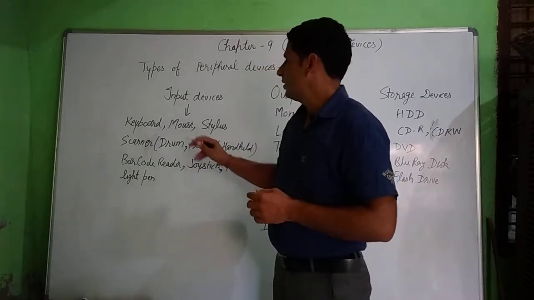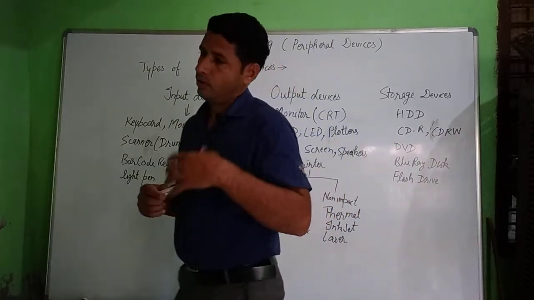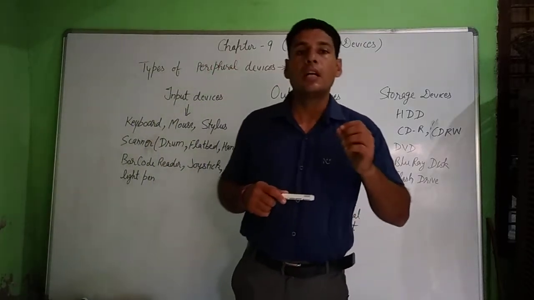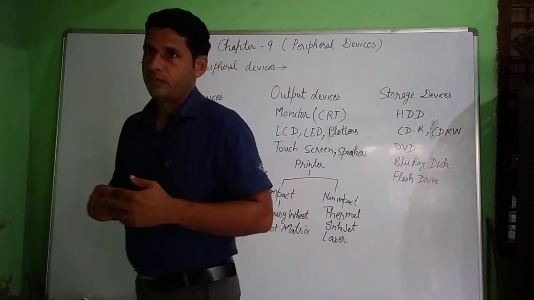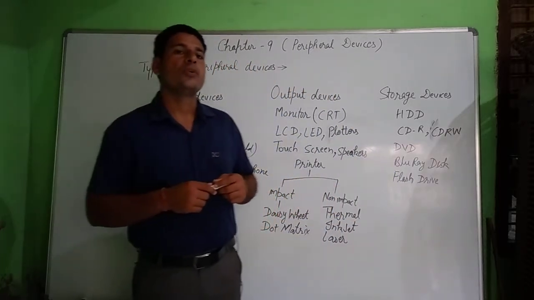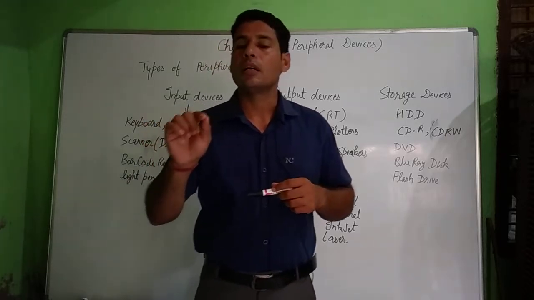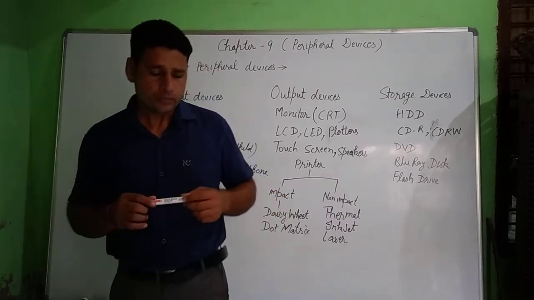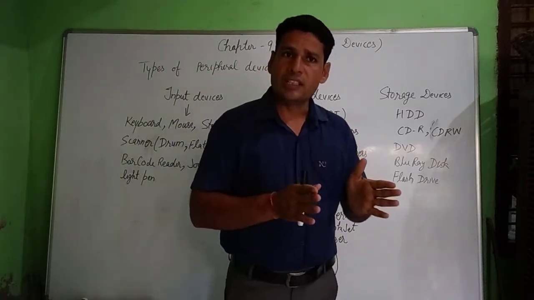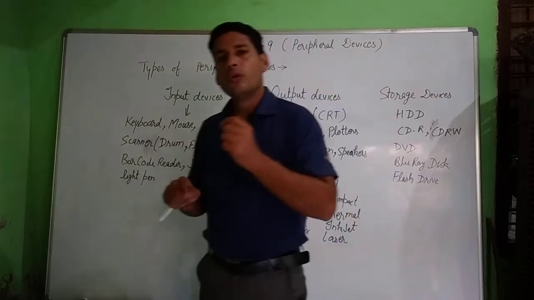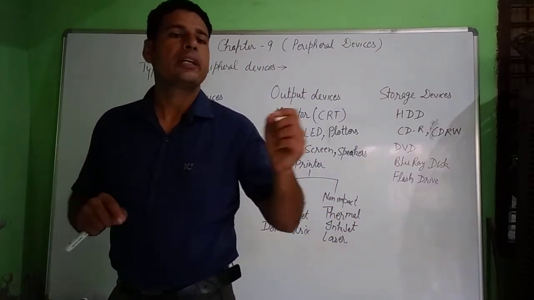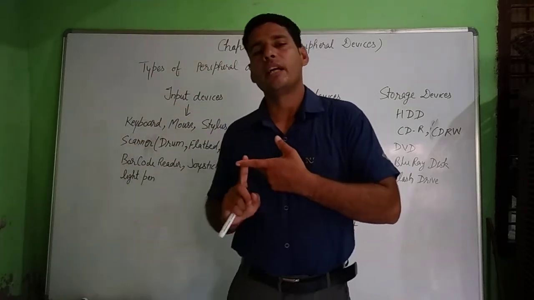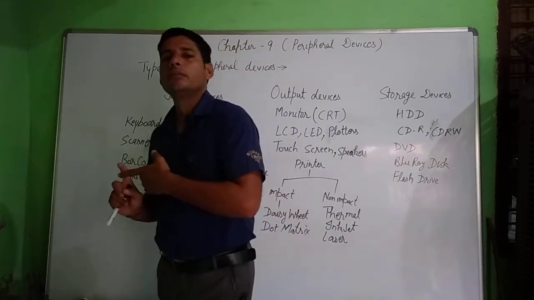The next device is the mouse. You are also aware of the mouse. A mouse is a clicking device. With the help of the mouse, you do clicking on your computer: single click, double click, left click, right click. The mouse is basically used to open files in your computer by clicking on the icons, or you can select a file with the help of the mouse.